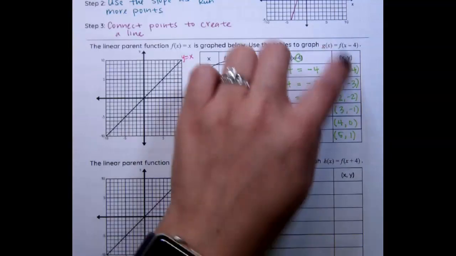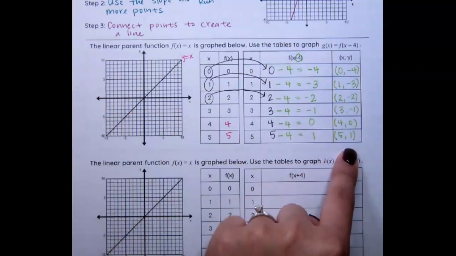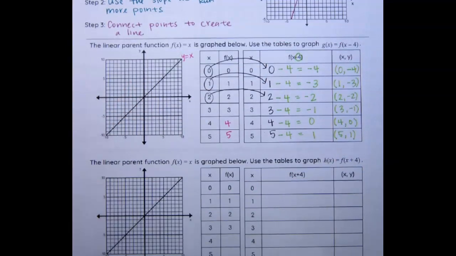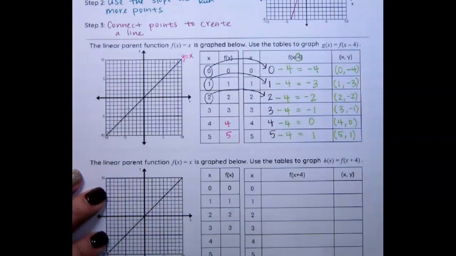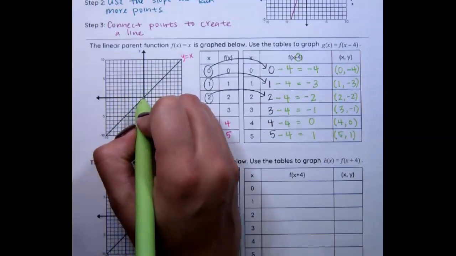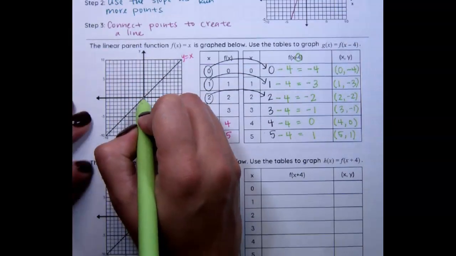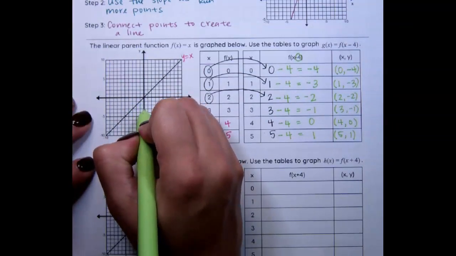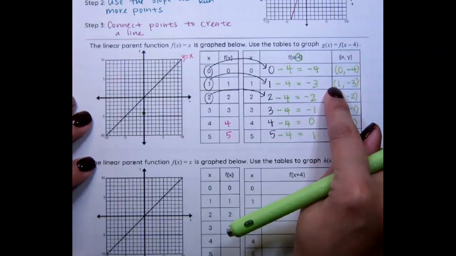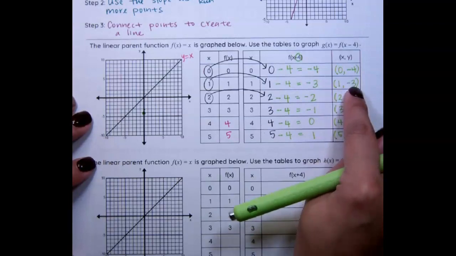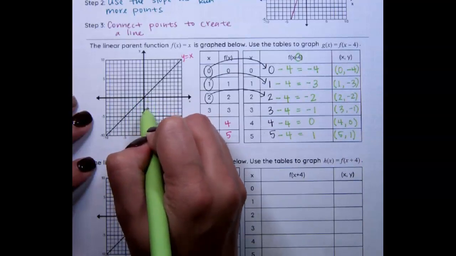Well, now that I have these ordered pairs, I'm going to take these ordered pairs and I'm going to graph them. And then we're going to see how that affected or changed this linear parent function graph. So I start at the origin. I'm not moving sideways. I'm just going to go down 4. So 1, 2, 3, 4. Now I'm here. This means I go right 1, down 3. So back at the origin, right 1, down 3.